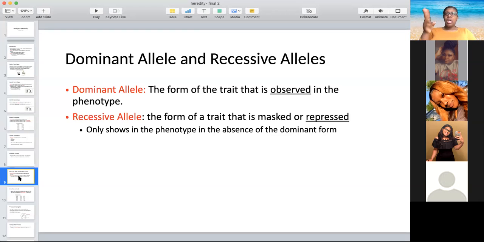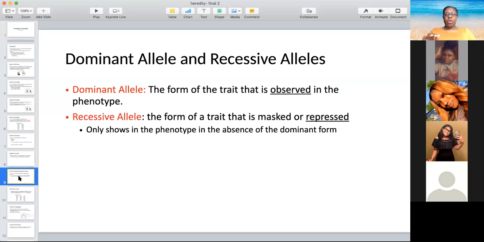So if we have a heterozygous pair of alleles, two different alleles, we'll go with the eye color example. One allele codes for blue eyes and one allele codes for brown eyes. If I'm looking at you physically and you have brown eyes, but I know from genetic analysis that you have the allele for both blue and brown eyes, then that tells me that the dominant allele in that pair is the brown allele, because you actually have brown eyes. By definition, the dominant allele is the form of the trait that is observed in the phenotype, what we actually see when we look at the individual.